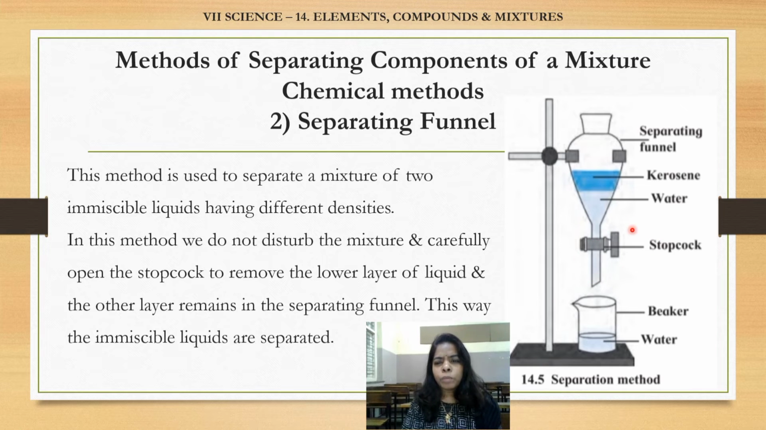Just open this stopcock and let the first part of the liquid come out, and this middle portion, little bit of liquid will be thrown away. And then what we will have is a clear solution in one flask, in one beaker, and a clear solution in the separating funnel will remain back. That's how we are separating two immiscible liquids.